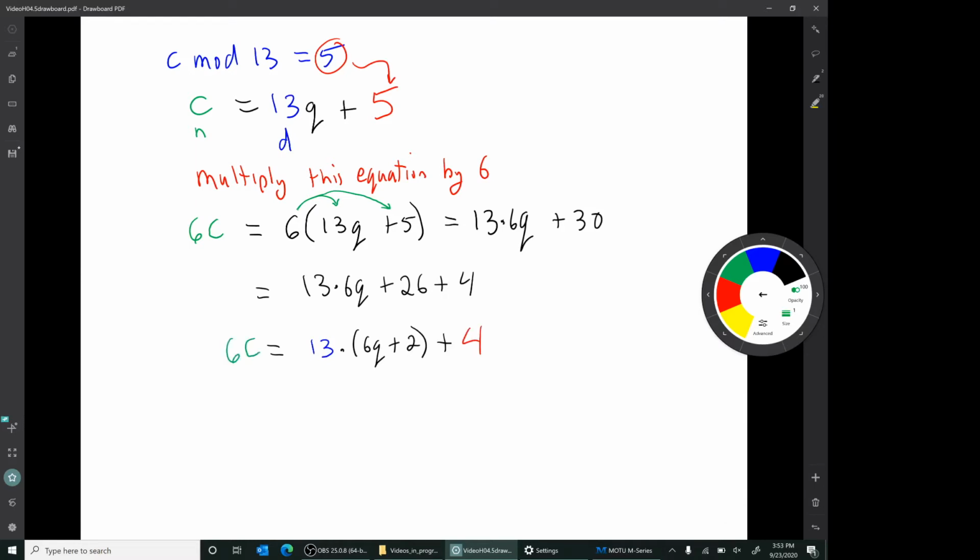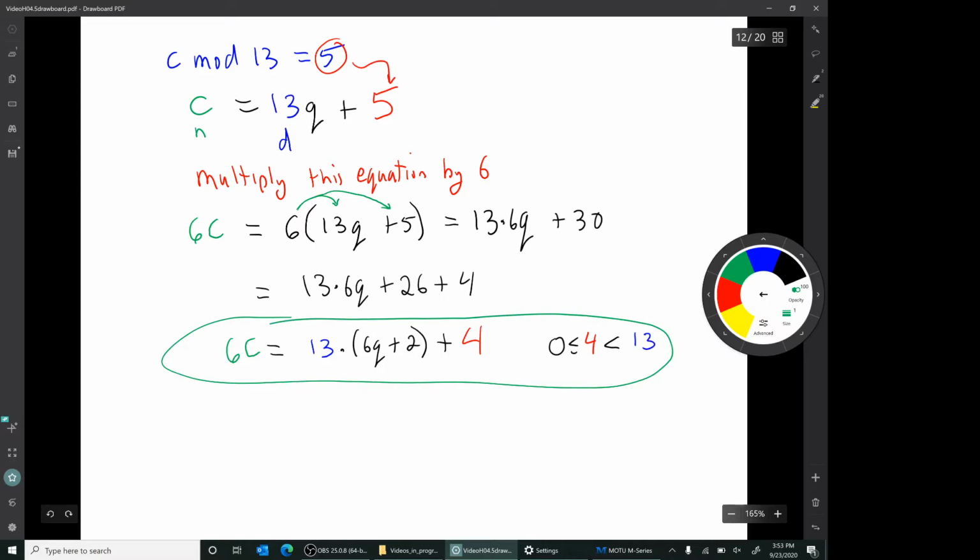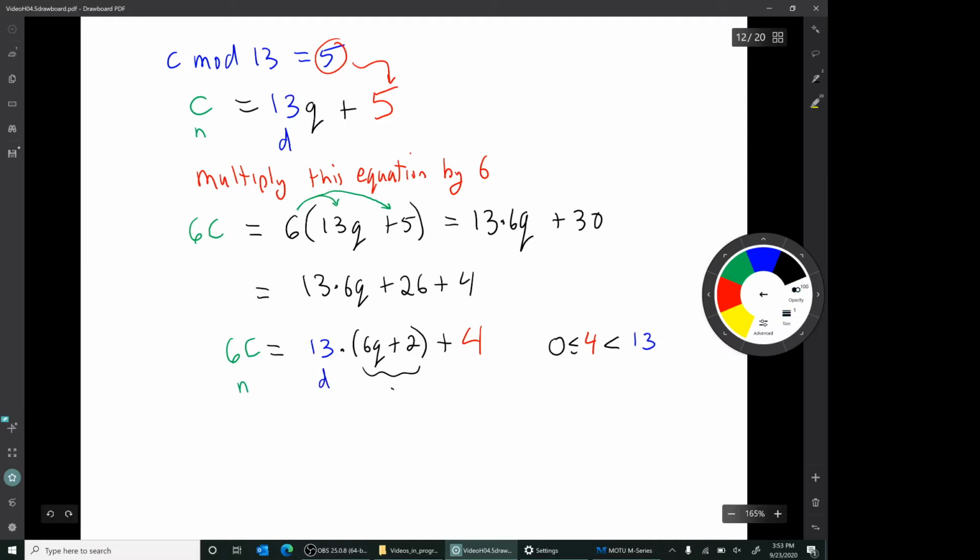So look at that equation. It's in special QRT form. Notice that the number 4 satisfies this inequality. So this circled equation is an equation in special QRT form. And so this tells us that, in this equation, my n is my 6c, my d is the number 13, here's my, I can't really call it q, but it's playing the role that is often called q, and this is my r. So from this I can conclude the following.